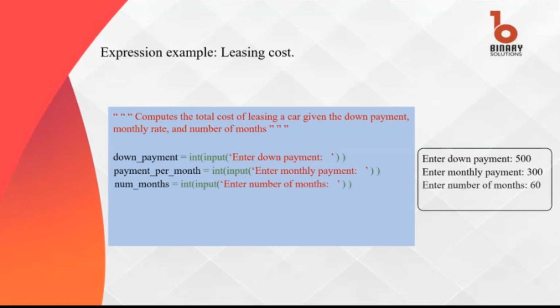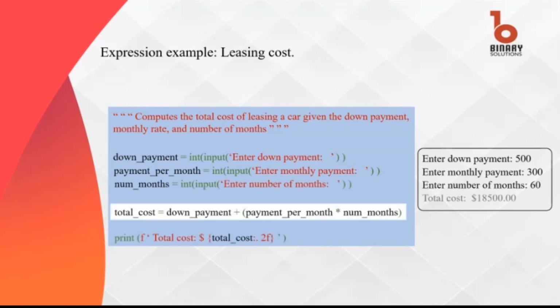The provided Python program calculates the total cost of leasing a car by gathering three user inputs: the down payment, the monthly payment, and the number of months for the lease. It then performs a simple arithmetic operation to determine the total cost. The calculation is done by multiplying the monthly payment by the number of months and then adding the down payment. This total is stored in the variable total cost. Finally, the program prints the total cost, formatted to 2 decimal places for better readability.